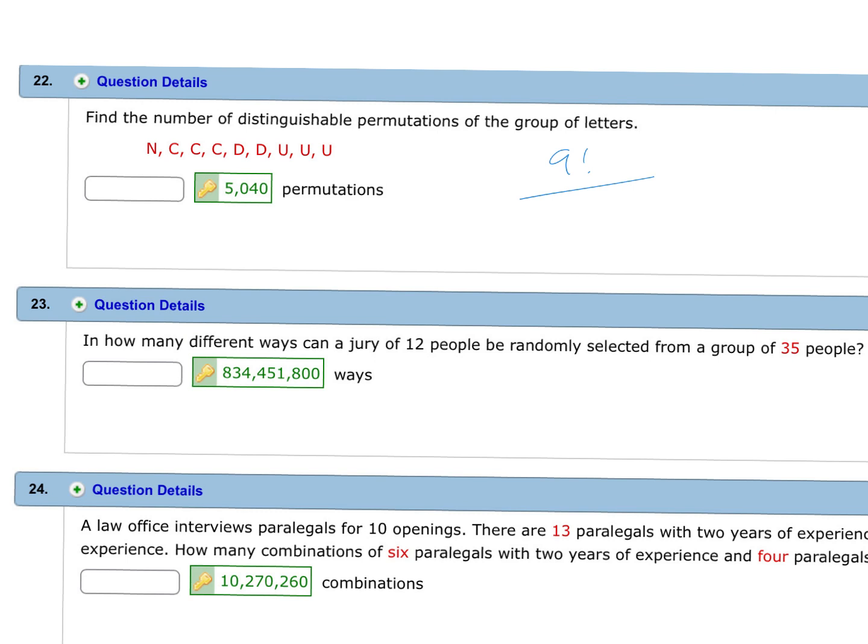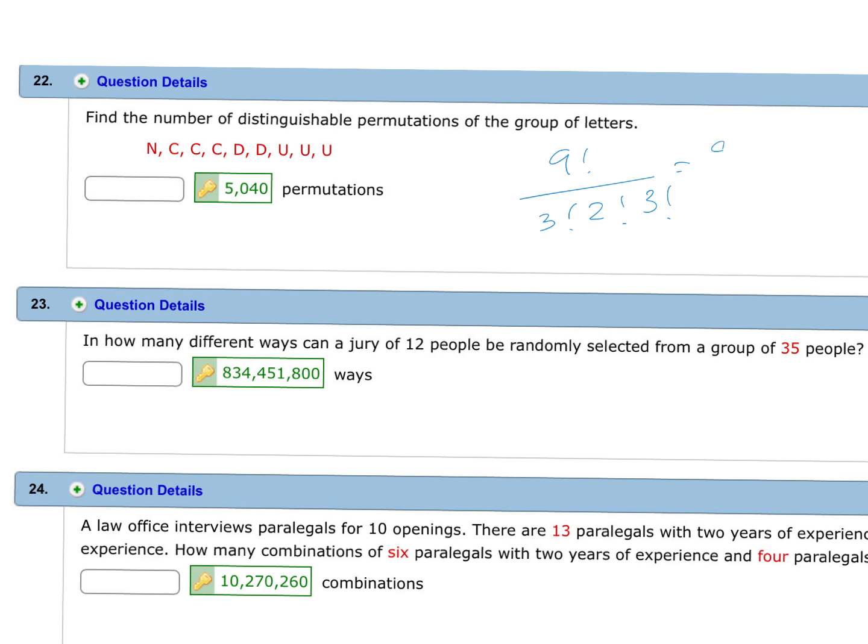So what do you see repeating? 3. C, how many times? 3 factorial. So 3 factorial. 2 factorial for D. 2 for D, and then what? Another 3.